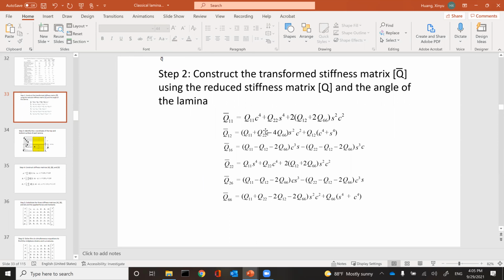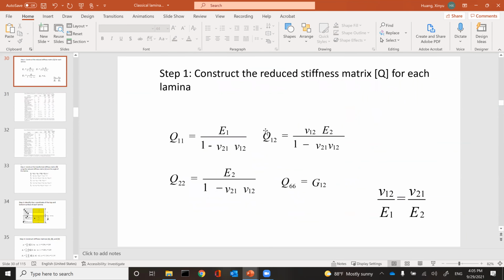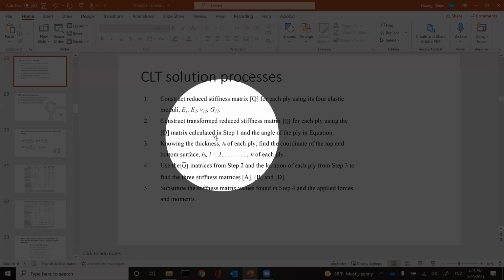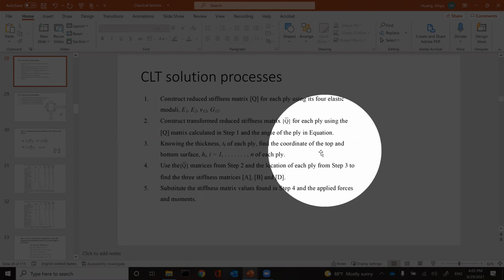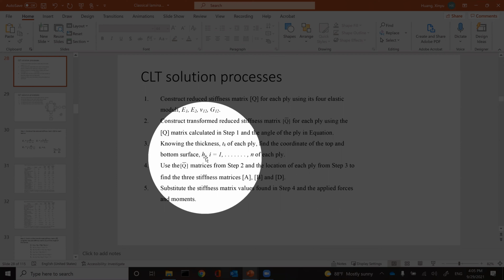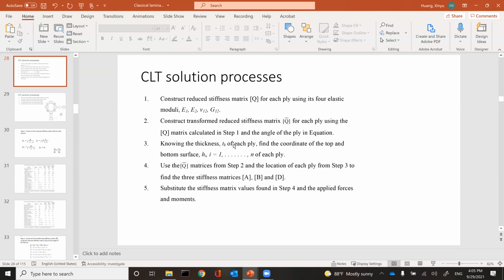Okay, once we have the Q bar matrices, we now have 3 Q bar matrices for 3 different layers. All right, and then, knowing the thickness t for each ply, find the coordinates of the top and bottom surfaces. For each ply, you basically lay out the coordinates in the thickness direction. You set up your z equal to 0 at the midplane, at the middle of the laminate.